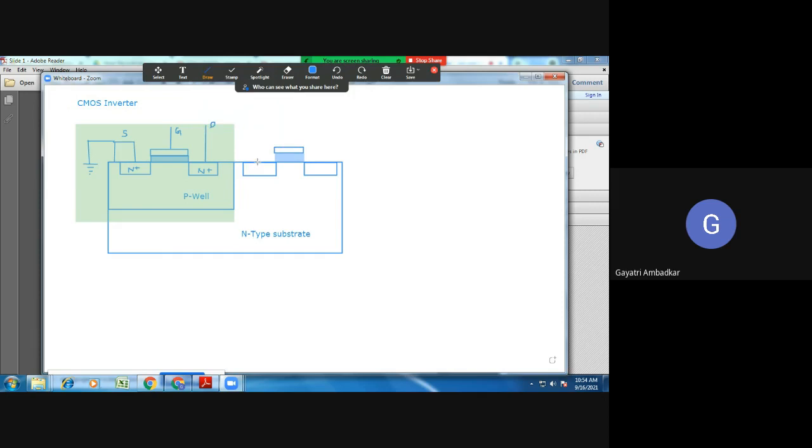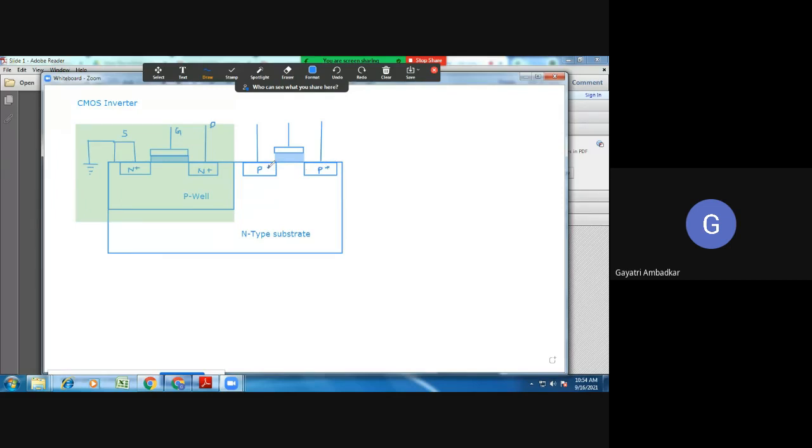So now this is the drain of PMOS. This is the source of PMOS. This is the gate of PMOS. Okay. When it's a PMOS, substrate is N type. I repeat again. The source and drain, they are made up of P type semiconductor.